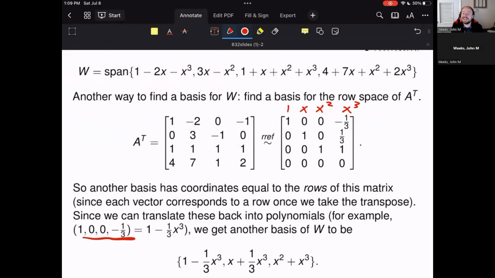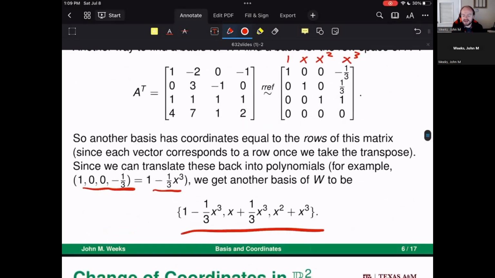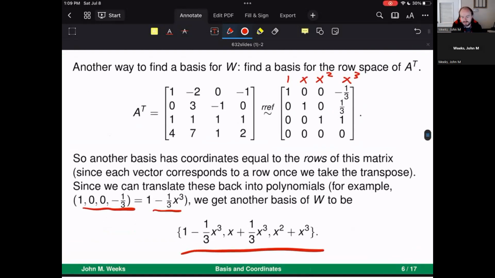So if I want to translate that back into a polynomial, I'll need to write that as 1 minus 1/3 x cubed. If I do that for each and every non-zero row, just like we talked about in the previous video, then we get another basis of W to be this: 1 minus 1/3 x cubed, x plus 1/3 x cubed, and finally x squared plus x cubed. So this is just another way to write the same subspace with a different basis.